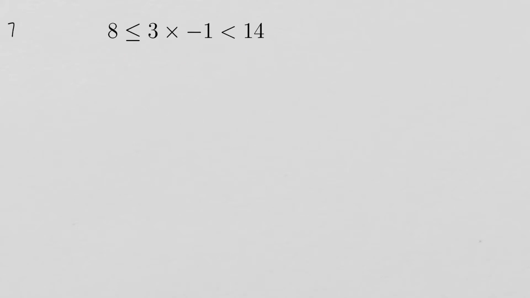Okay, number 7. So we want to get rid of this. We want to isolate the 3x in the middle. And so I'm going to move my negative 1 to each side by adding it. So I'll add 1 to each side.